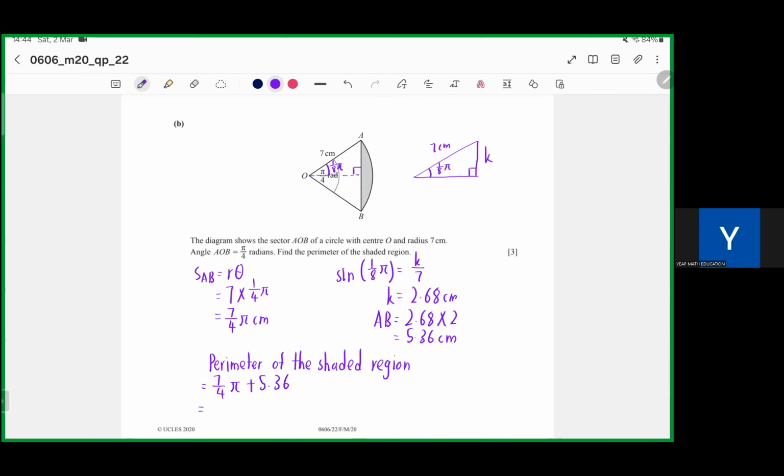Okay, so we can find the perimeter of the shaded region. So I press the calculator, I got 10.86 cm.